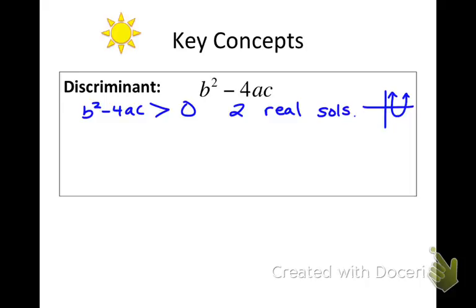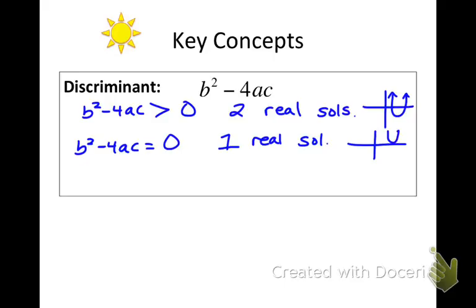If your b squared minus 4ac is equal to 0, what type of solutions are you going to have? Good. One real solution. And what would that look like graphically? It touches at the vertex. The vertex is the x-intercept.